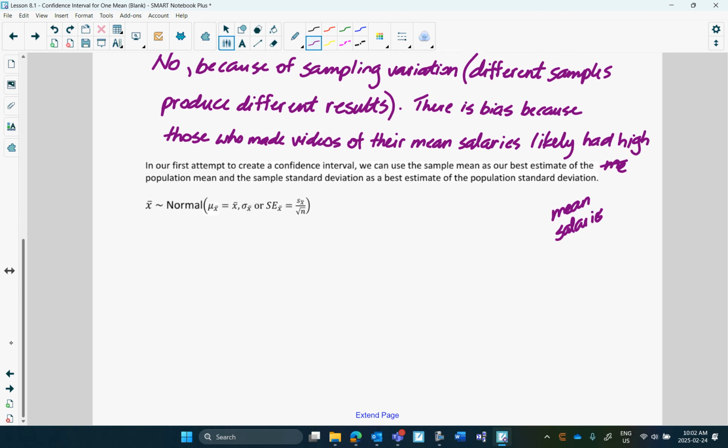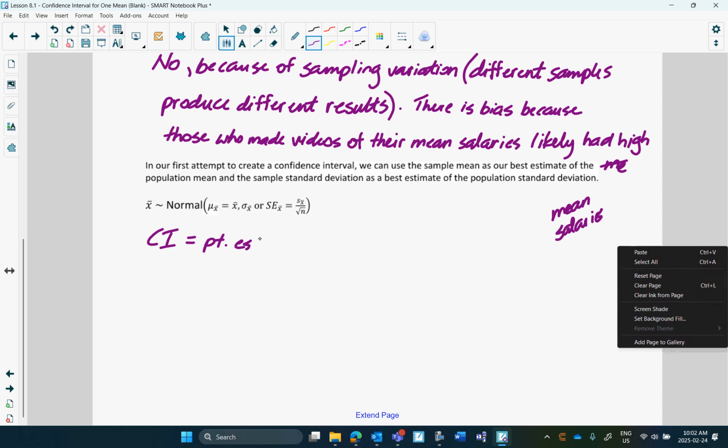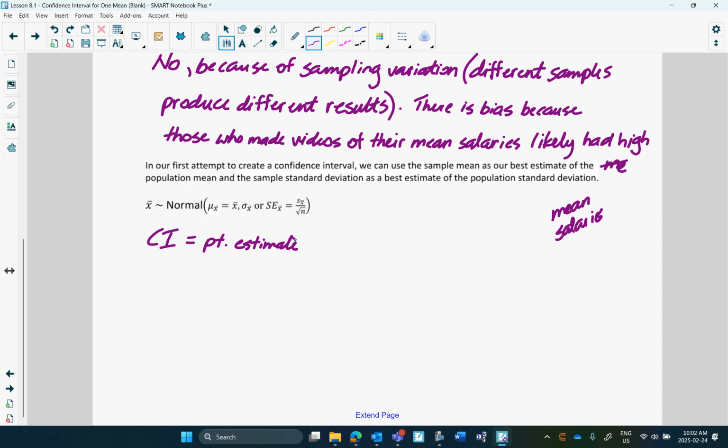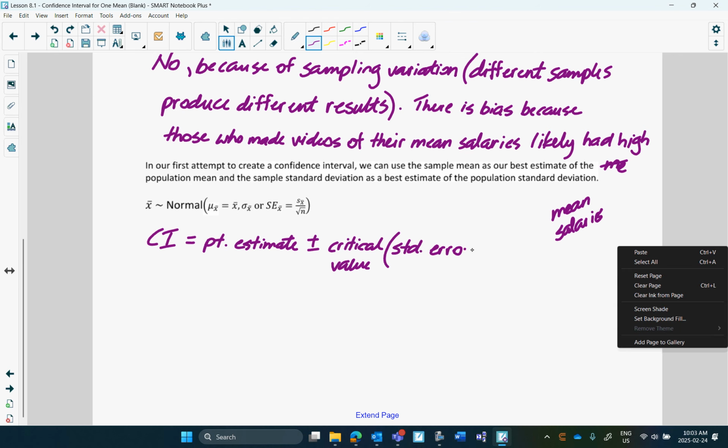Okay, so creating a confidence interval. Remember, and I'm just going to write this: confidence interval equals the point estimate plus or minus the critical value, which is the number of standard deviations away, or because we're going from sample to population, we call it standard errors, critical value times the standard error of the statistic.